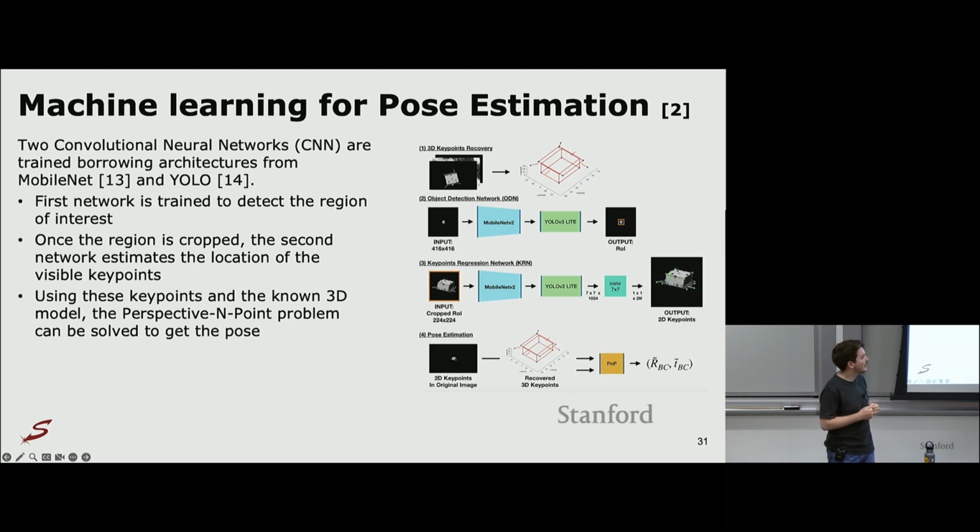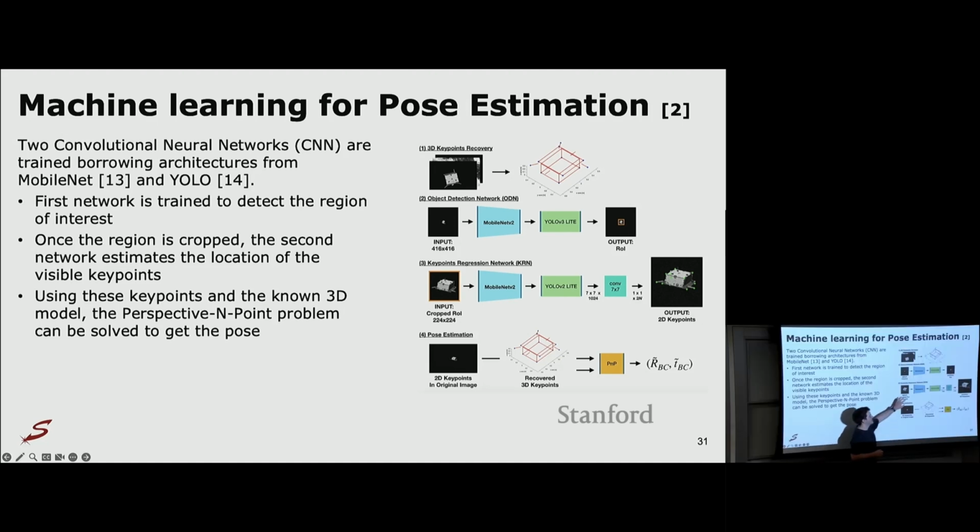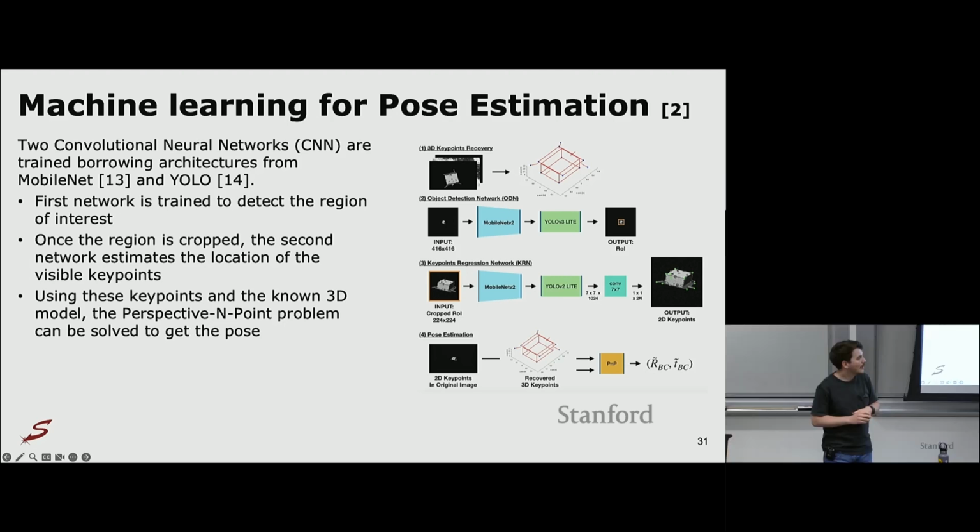So the first thing to be done is they train an object detection network. This creates a bounding box around our target. And then we feed that into a keypoint regression network. What you feed in is a cropped version of the bigger image that has been determined by the object detection network. Then we pass that through a couple of CNNs. And then what we get are estimated keypoints on the satellite.